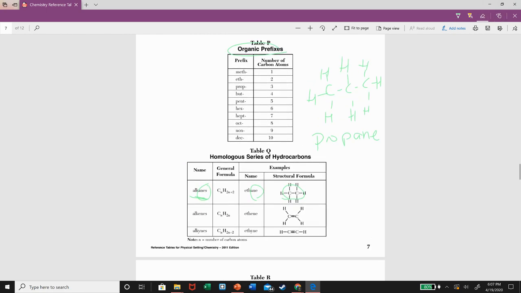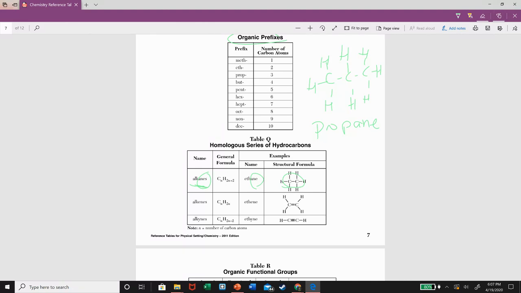Now if I do something a little bit different, let me erase here, if it'll let me. It doesn't want to let me. Oh, here we go. Okay. All right. So I'm going to put in that carbon, and I'm going to put in a double bond here, and then I just need to erase that. Okay. So now I need to rename this.